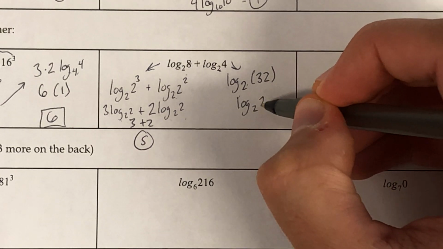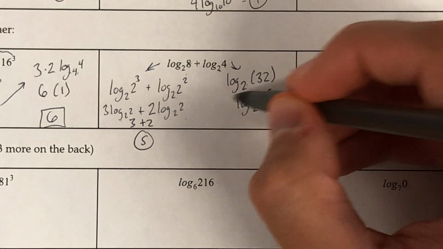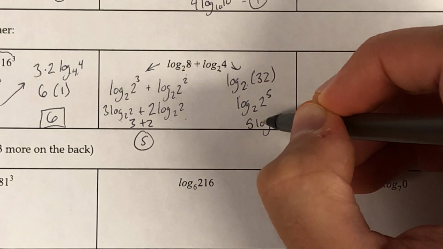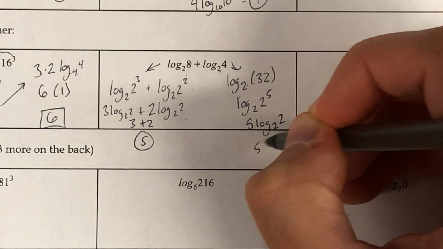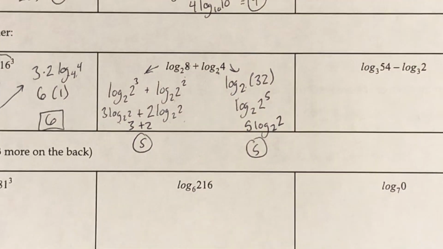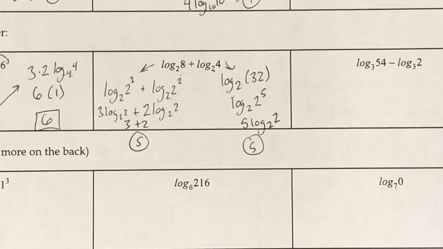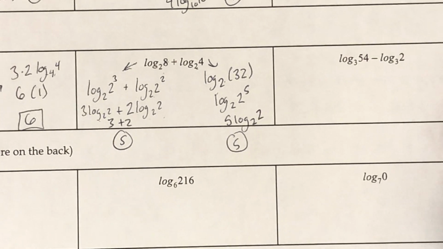32 is the same thing as 2 to the 5th, which you can bring that 5 out to the front. Then we get log base 2 of 2, which is just 1. 5 times 1 is 5. So we get the same solution. So you can do it either way. They both will work. Okay. All right, let's continue.